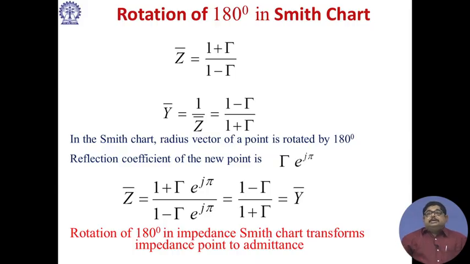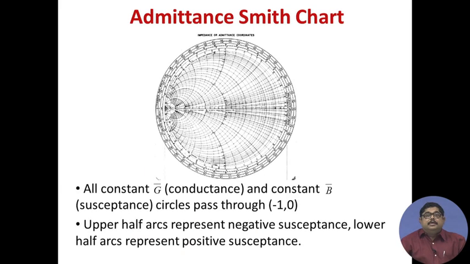So, the takeaway from this slide is, if you rotate the impedance point on the Smith chart by 180 degrees, the impedance point gets transferred to an admittance point. This will have a very useful implication in our later problem solving.